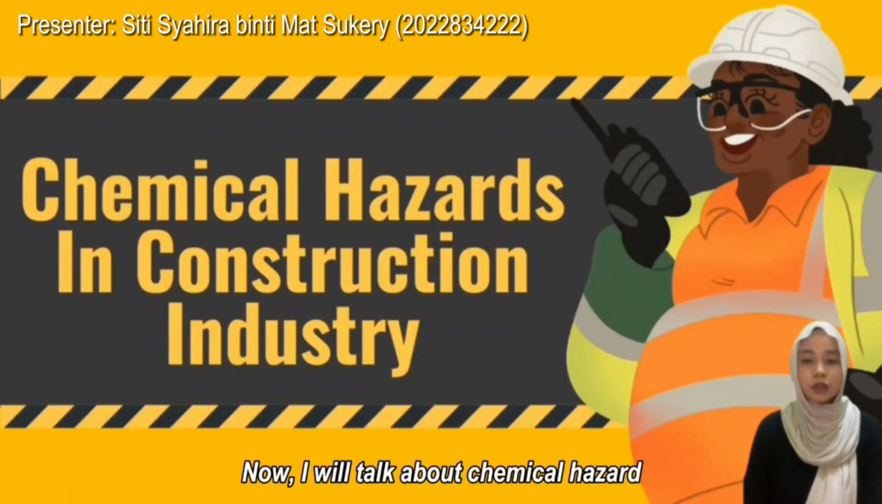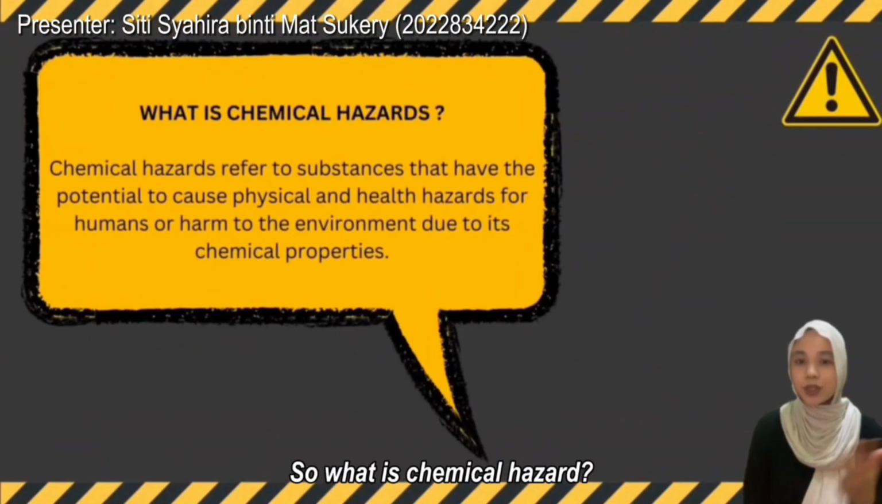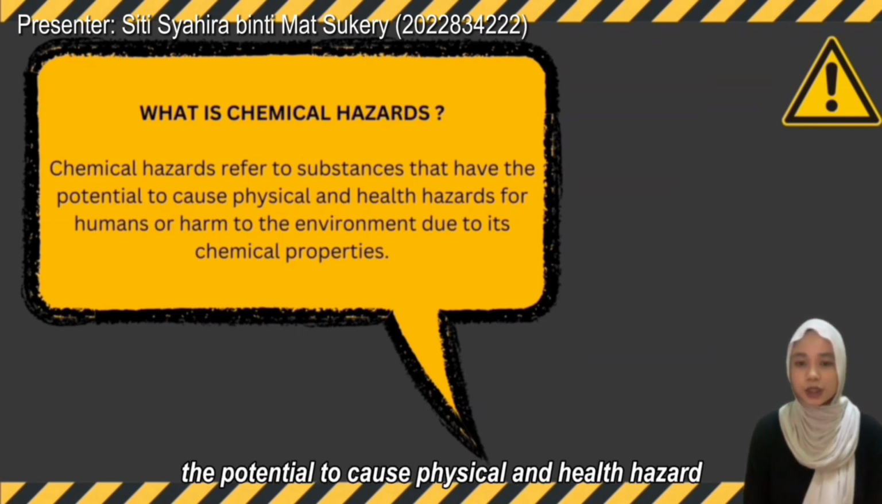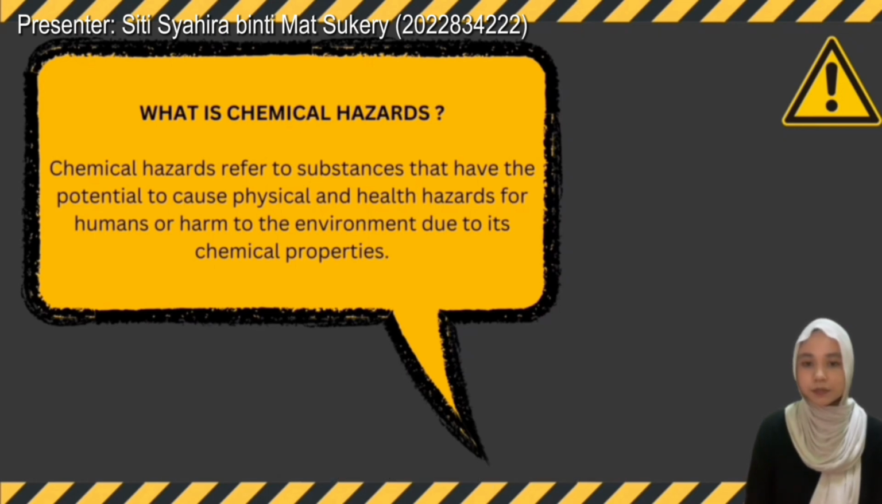Now, I will talk about chemical hazards in the construction industry. So, what is a chemical hazard? Chemical hazards refer to substances that have the potential to cause physical and health hazards for humans or harm to the environment due to their chemical properties.